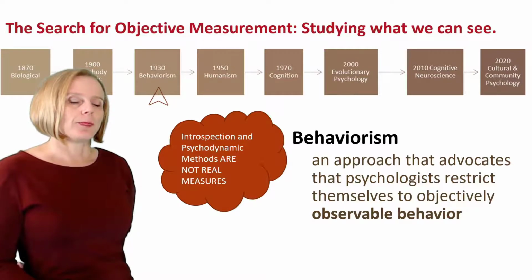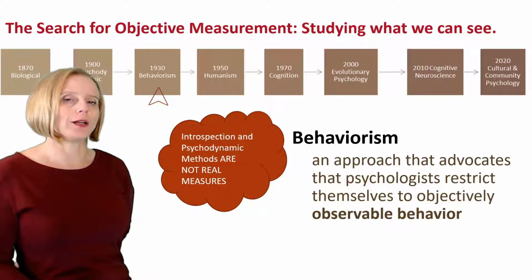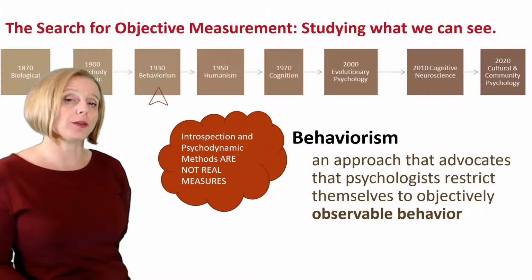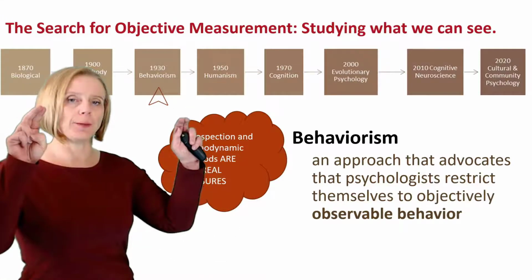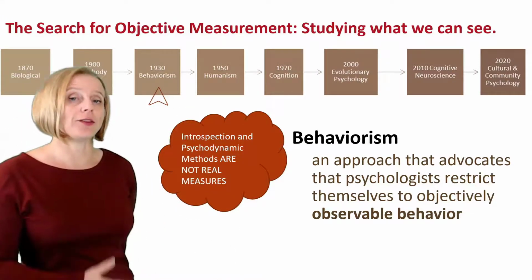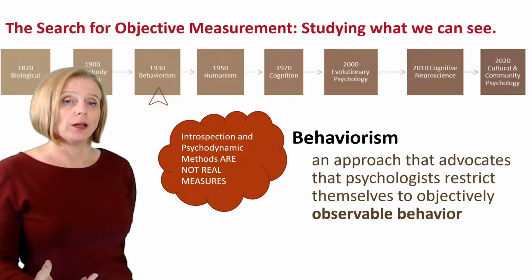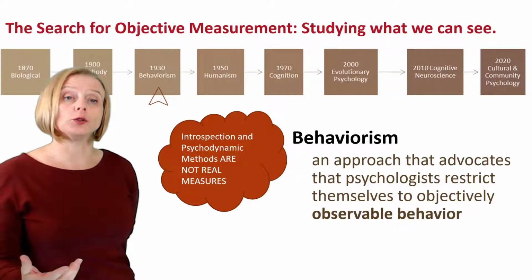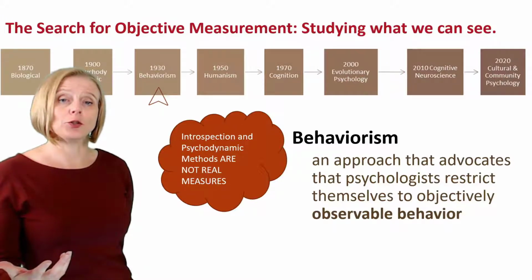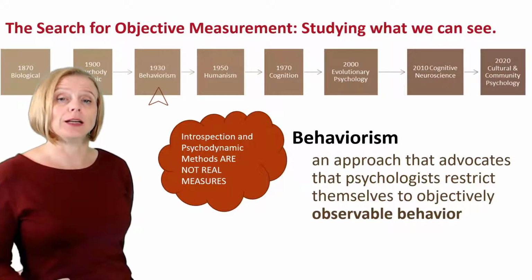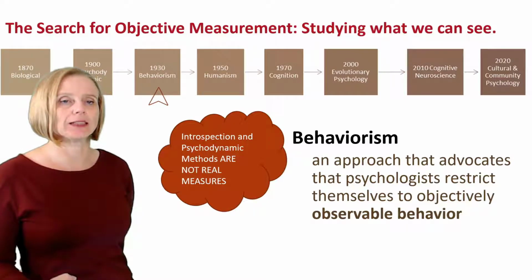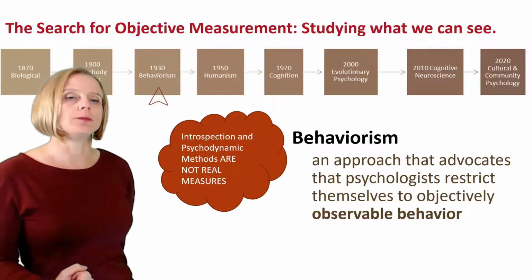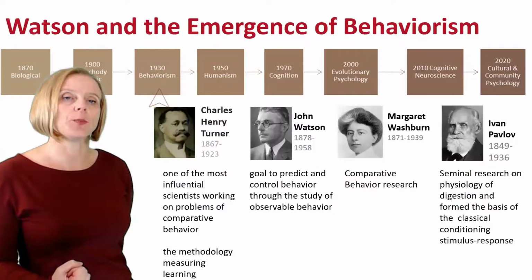Back to theory. Introspection was all well and good, as are psychodynamic methods. The problem with both of them is we can't get a real or objective measure of either of these constructs. And so behaviorism arose in response to the lack of objectivity in these other fields. Behaviorism is an approach that advocates that psychologists restrict themselves to objectively observable behaviors.